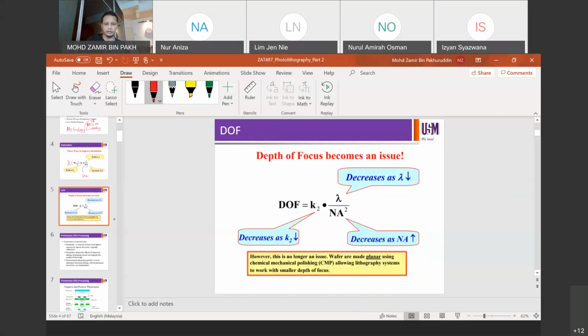Right, DOF is another important factor that you want to maintain, or depth of focus, and it's given by K times lambda over NA squared. So it's not a big deal, but when we talk about the latest technology nodes, DOF will become more and more crucial.